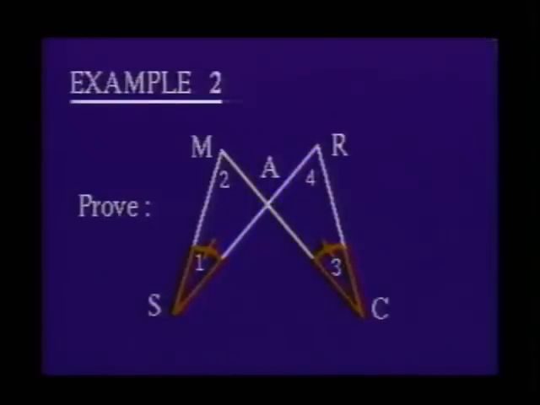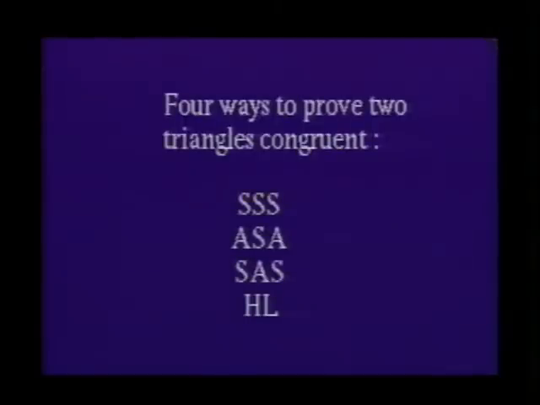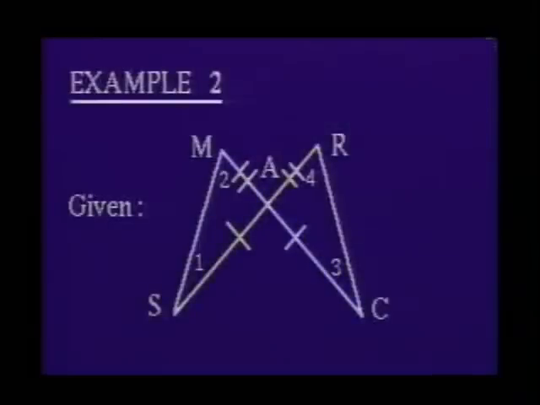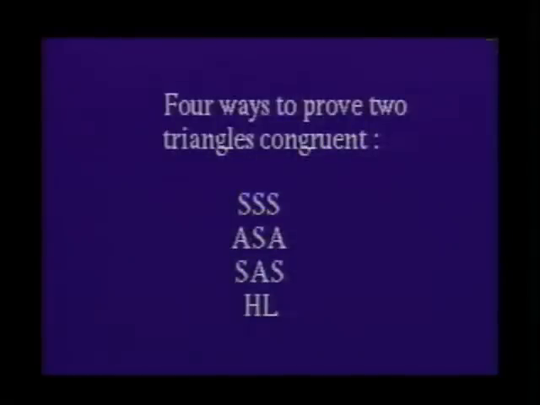We know 4 ways to prove that 2 triangles are congruent: side, side, side, angle, side, angle, side, angle, side, and hypotenuse, leg. Since we are given 2 pairs of sides congruent, we will look at using either side, side, side or side, angle, side to prove the triangles congruent. Looking at the information given, there is no way that we can conclude that the line segment MS and the line segment RC are congruent. Therefore, we cannot use side, side, side.